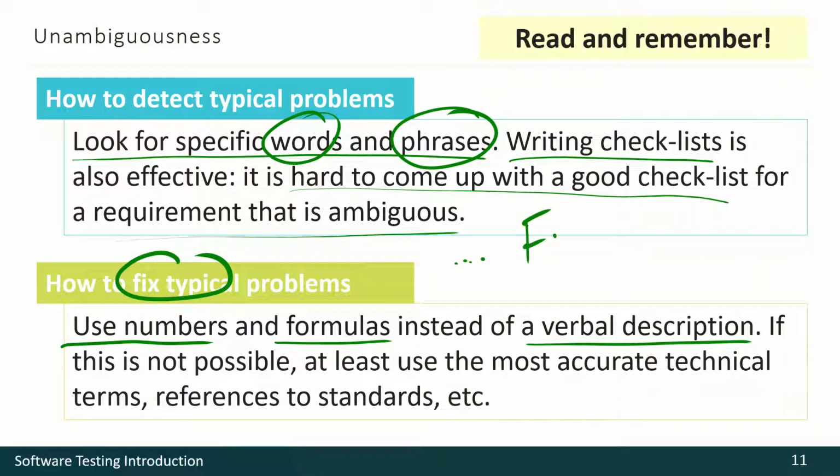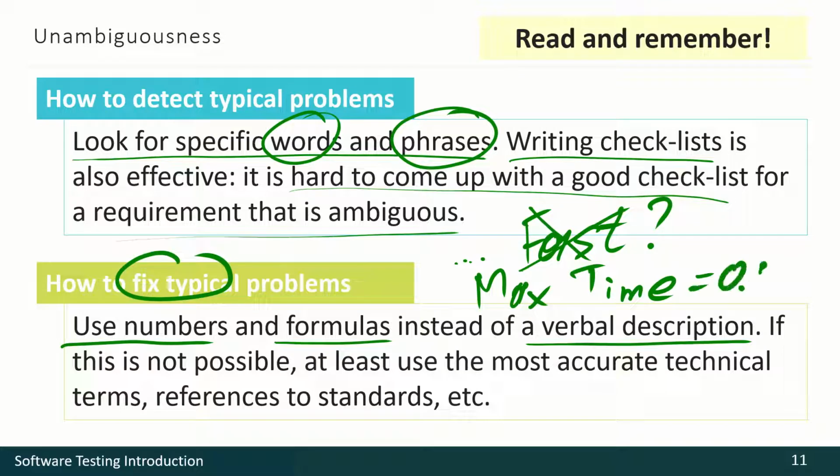Imagine once again, you may remember that word fast: how fast? But if instead of fast there is something like maximum time 0.5 seconds, okay, that's good. That's understandable. That's clear. That's objective. And if possible, use references to standards, use accurate technical terms, and so on.